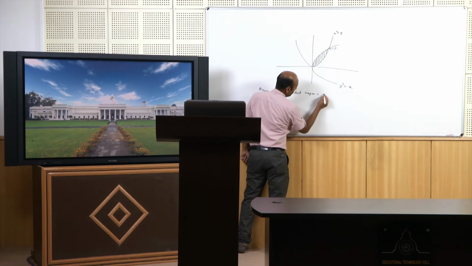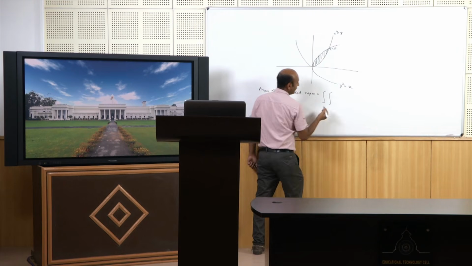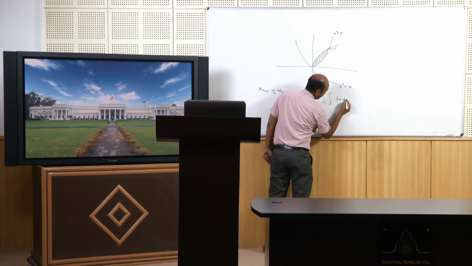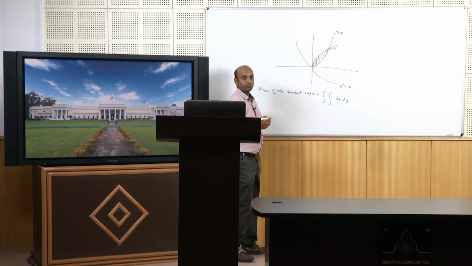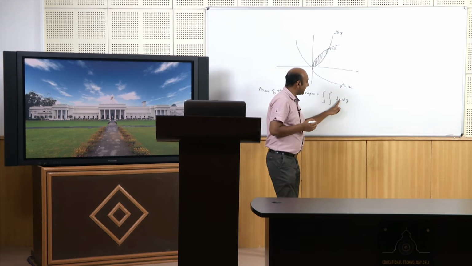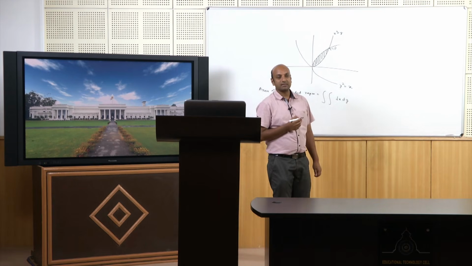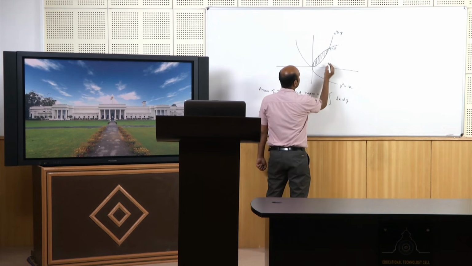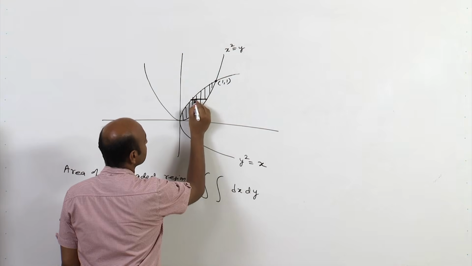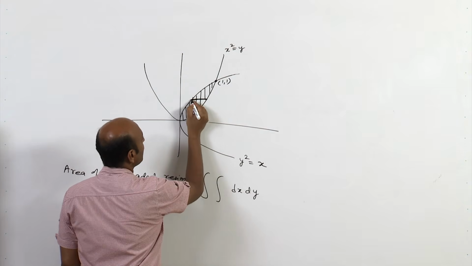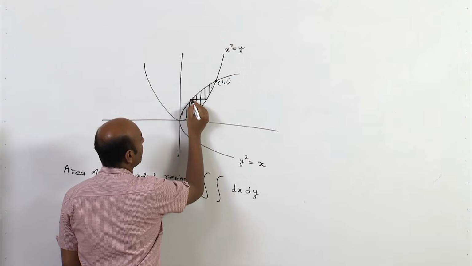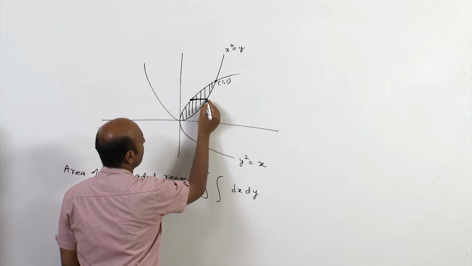will be a double integral. We can take dx dy or dy dx. Suppose we are taking dx dy. Now in dx dy, take a strip parallel to the x axis first. So you take a strip parallel to the x axis. Now what is x here? Lower bound, and this is the upper bound of x.